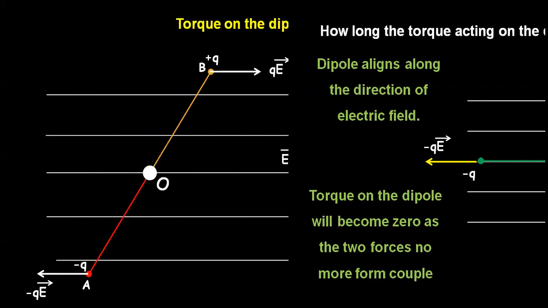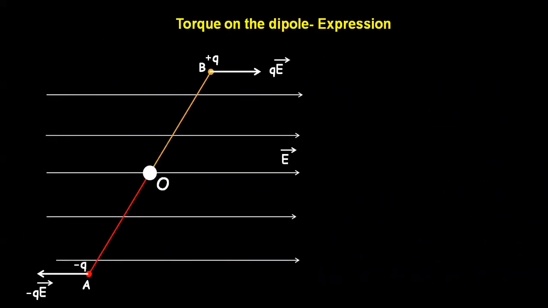Okay, right. Now let us derive an expression for the torque acting on the electric dipole. What I have here is an electric dipole with plus q charge located at B and minus q charge located at A. As already discussed, the positive charge experiences a force qE vector along the direction of the electric field, and the negative charge experiences a force of minus qE vector, opposite to the direction of the electric field. O is the midpoint of the electric dipole, and this acts as a fixed point. So the dipole is going to rotate in the electric field, keeping O as the fixed point. Let theta be the angle of inclination of the axis of the dipole with the electric field.